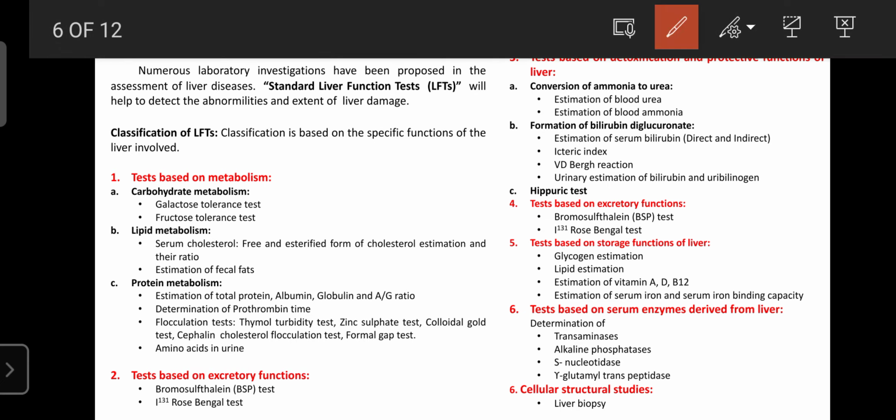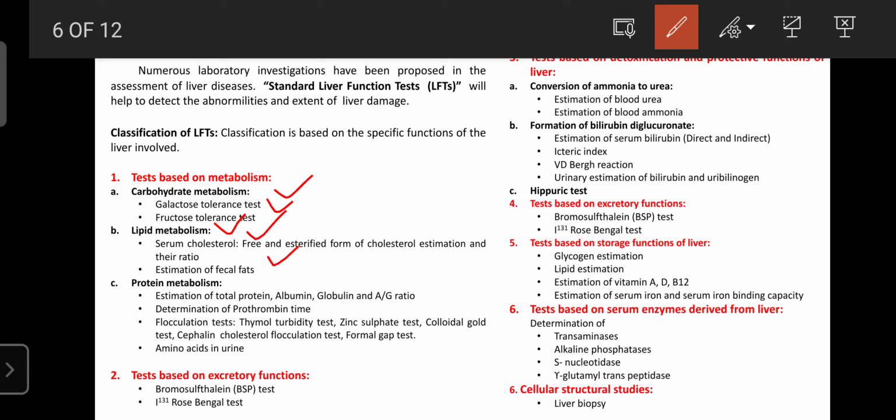metabolism, that is the carbohydrate metabolism. Any abnormalities of carbohydrate metabolism can be assessed with the help of the galactose tolerance test and fructose tolerance test. Then lipid metabolism: abnormalities in lipid metabolism can be assessed with the help of estimations of serum cholesterol or estimations of fecal fats.